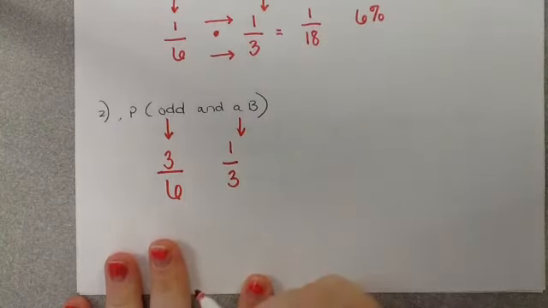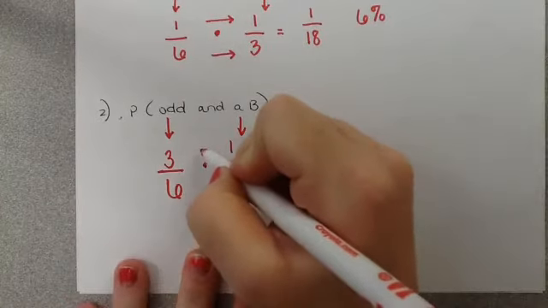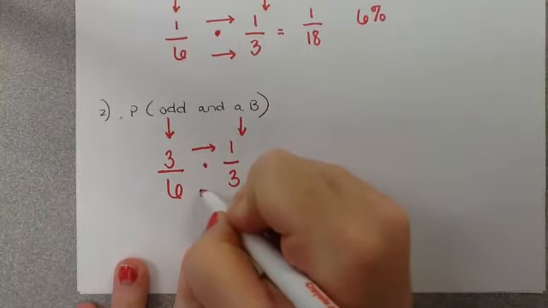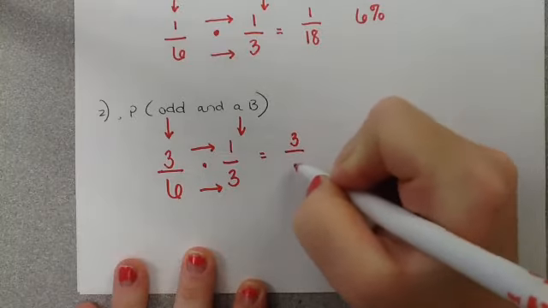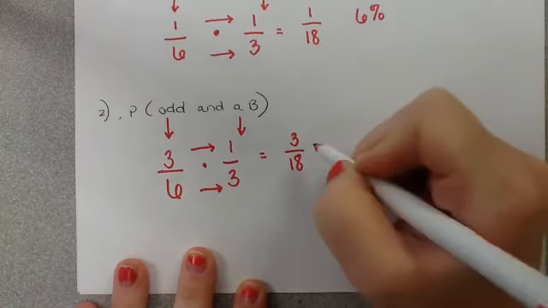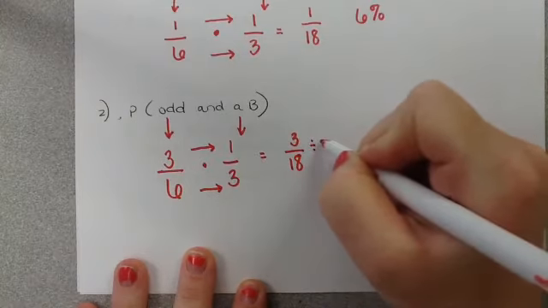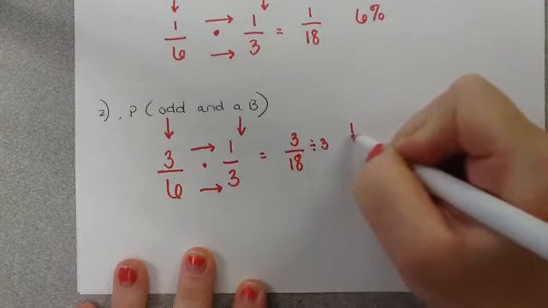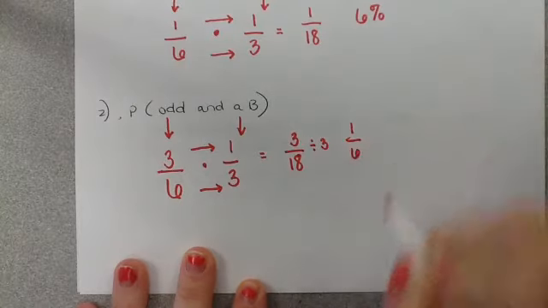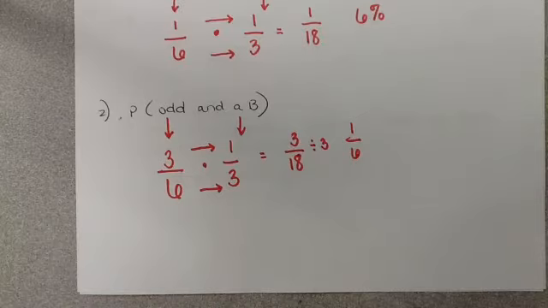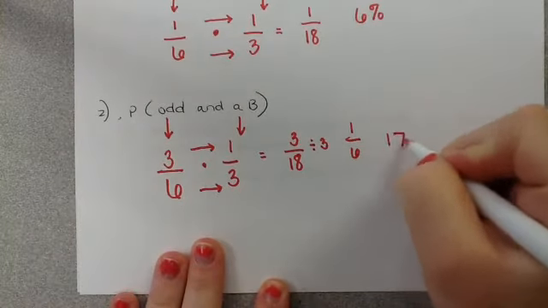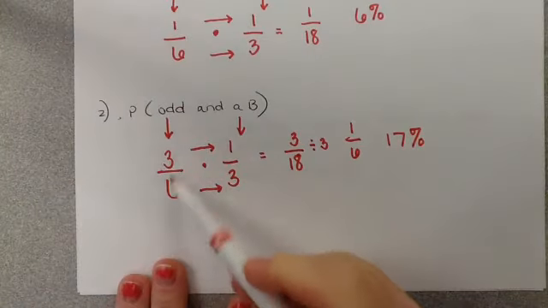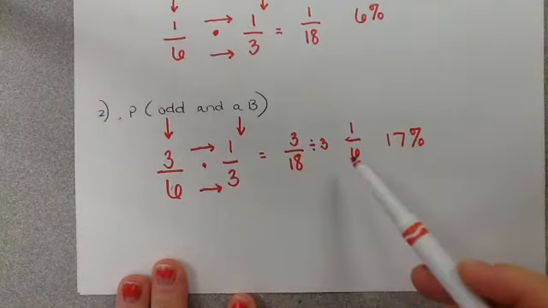What did you do next? Multiply. And how do we multiply? Straight across the top, straight across the bottom. And we get 3 over 18. Simplify, you can divide these both by 3, and we get 1 out of 6. You have a 1 out of 6 chance of rolling an odd and spinning a B. That as a percent is 17%. So find the probability of each one, multiply, and simplify.